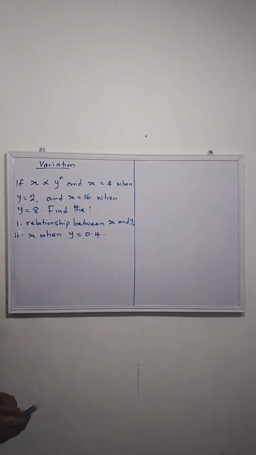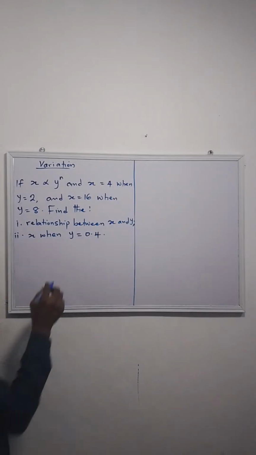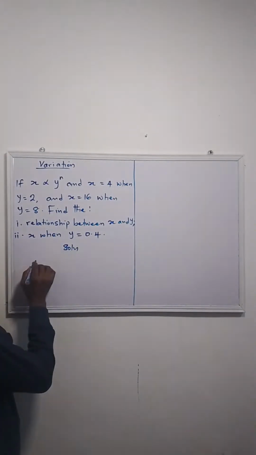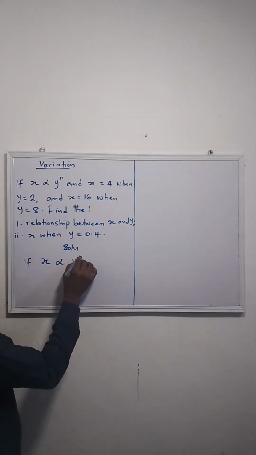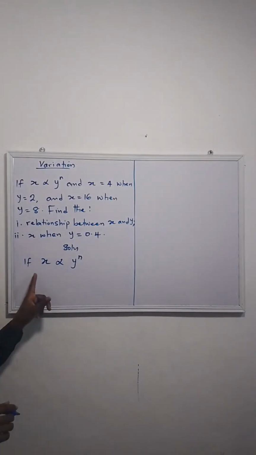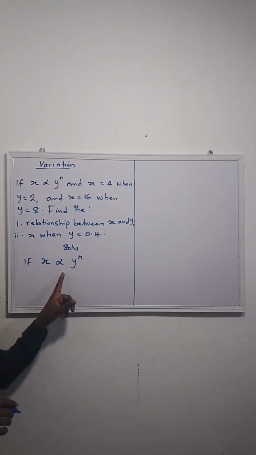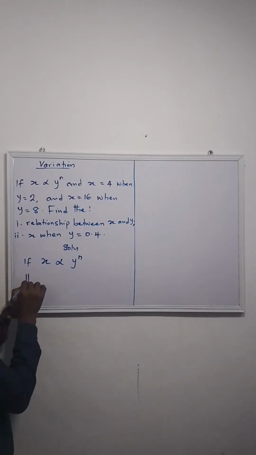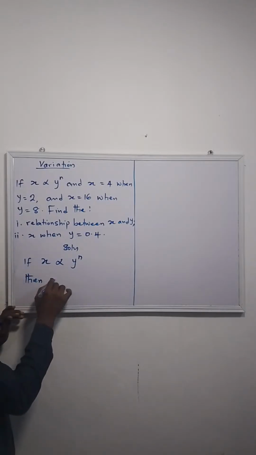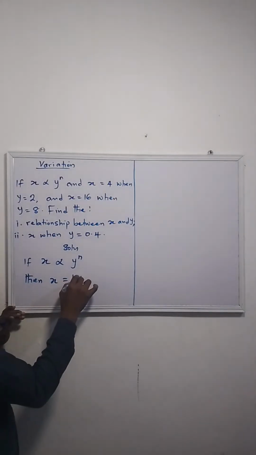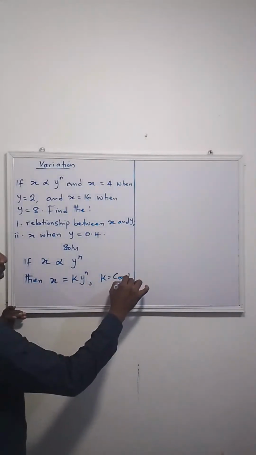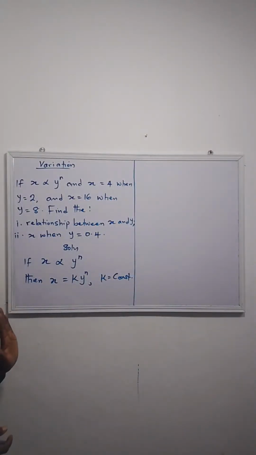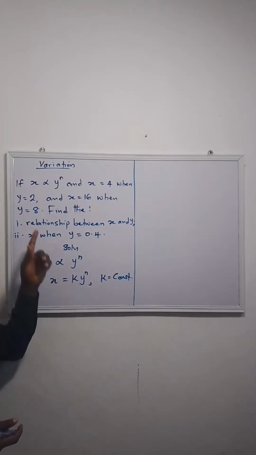Now, if x varies directly as y raised to the power of n, if you have this variation, what it means is that x equals k y raised to the power of n, where k is a constant. Can you see that? That is the first step. Now, look at the question.